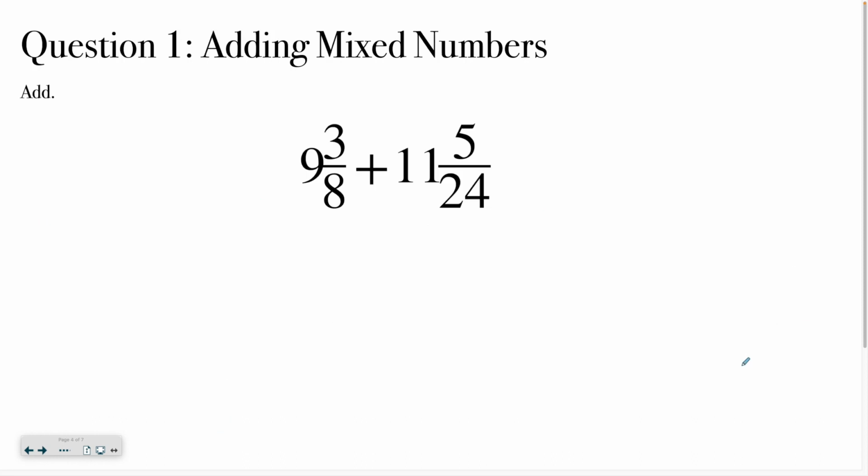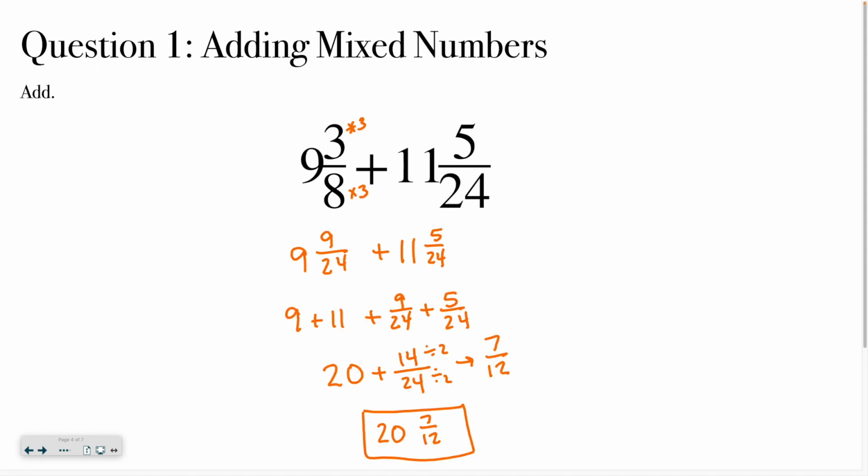All right, why don't you go ahead and try this one on your own? Good luck. Okay, for this problem, hopefully you ended up at 20 and 7/12. You can see I chose just to multiply this first fraction by 3 in order to get it to have a common denominator, and then I added together. If you have questions about that, please reach out for some help. I am happy to help you.